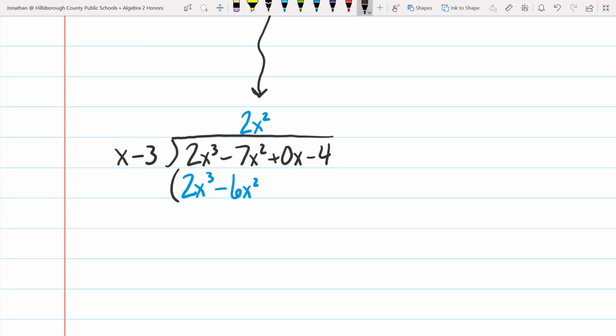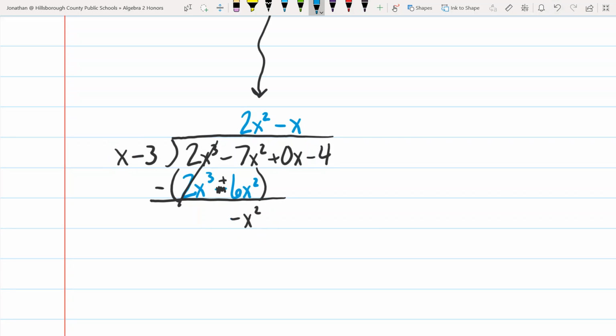And then we subtract. And we subtract both terms. So if you'd like, you could scratch this out and write a plus, since we are subtracting it. These two cancel out. I'm left with -x squared. So next up, how do we turn this into this? Multiply by -x.